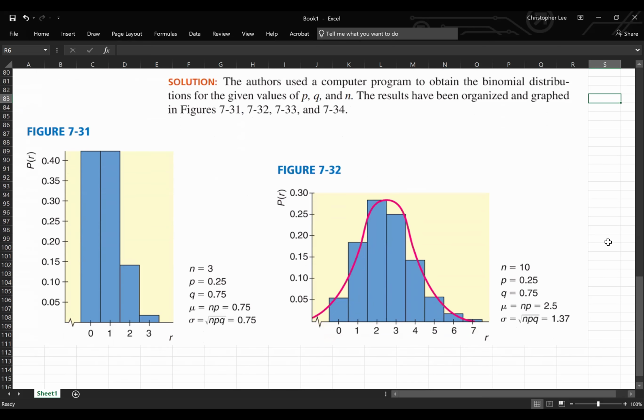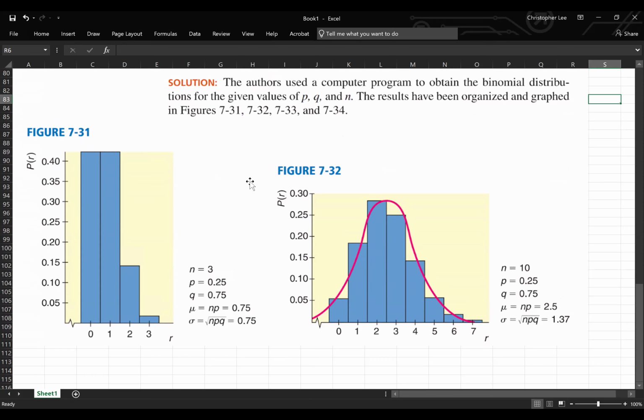Long story short, this is one of those questions where, if you have a calculator, it'll take you to heaven, right? But what if we don't have a calculator? How did people used to do this back in the day? That's what we're talking about right now, right?